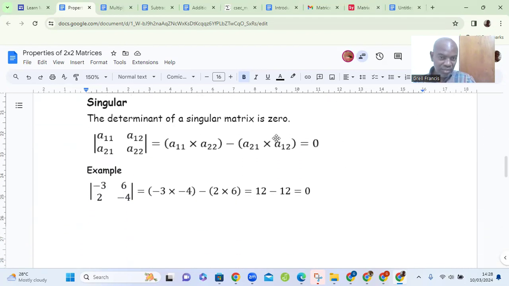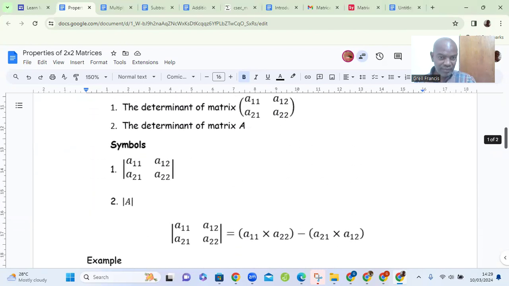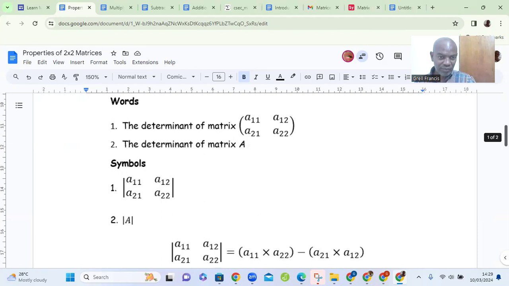The determinant of a singular matrix is 0. So singular matrices, their determinant is 0. So here's an example. The determinant of this matrix, A11 times A22, minus 3 times minus 4 is 12. 2 times 6 is 12. 12 minus 12 is 0. So this matrix, minus 3, 6, 2, minus 4, is a singular matrix because its determinant is 0. So that's how you find the determinant of a 2 by 2, and that is the notation for determinant, words and symbols.